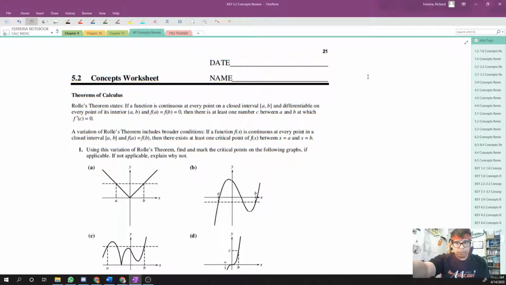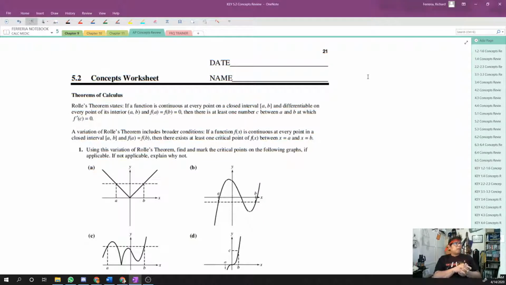Okay, so for what we're seeing here, you've got Rolle's theorem stating that if a function is continuous at every point in a closed interval and differentiable on every point on the interior, then there's at least one number where the derivative is equal to 0. Okay, and I think I forgot to read that f of a has to equal f of b. Okay, and that kind of makes sense.